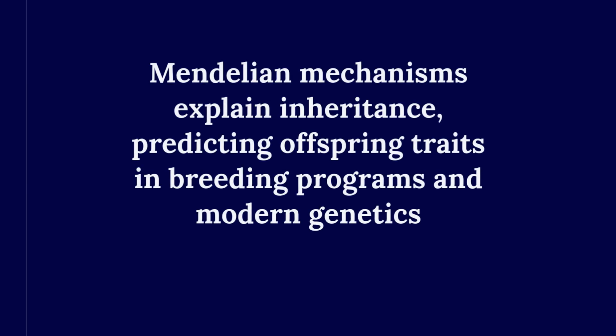Mendelian mechanisms explain trait inheritance. They predict offspring's likelihood of inheriting conditions. These principles aid plant and animal breeding programs. They form the basis of modern genetics. Inheritance can be more complex, involving codominance and polygenic traits.